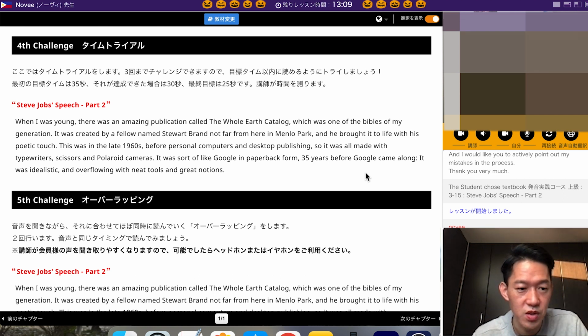Steve Jobs speech part 2. When I was young, there was an amazing publication called The Whole Earth Catalog, which was one of the Bibles of my generation. It was created by a fellow named Stuart Brand not far from here in Menlo Park, and he brought it to life with his poetic touch. This was in the late 1960s, before personal computers and desktop publishing, so it was all made with typewriters, scissors, and Polaroid cameras. It was sort of like Google in paperback form, 35 years before Google came along. It was idealistic and overflowing with neat tools and great notions.